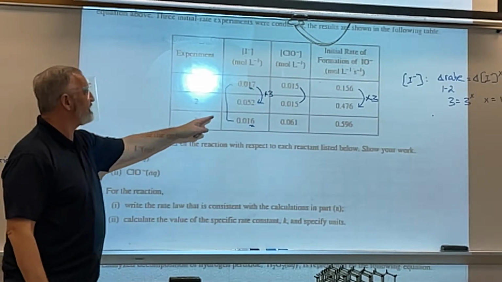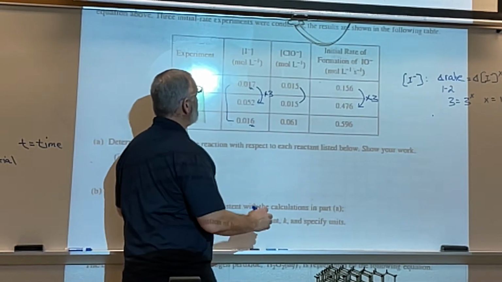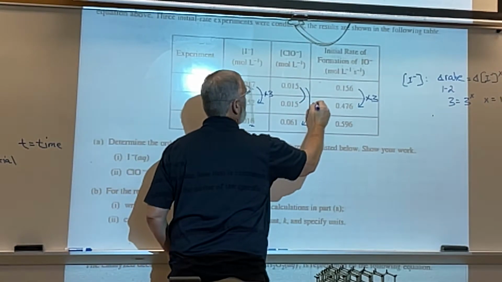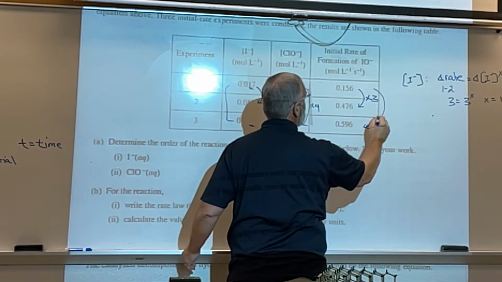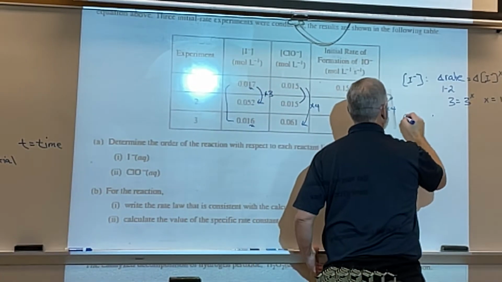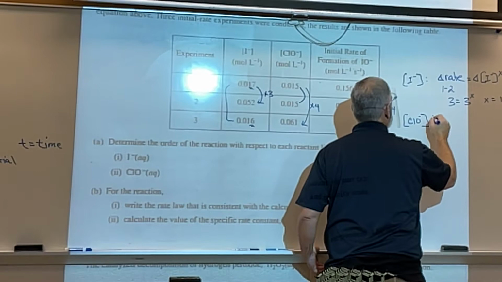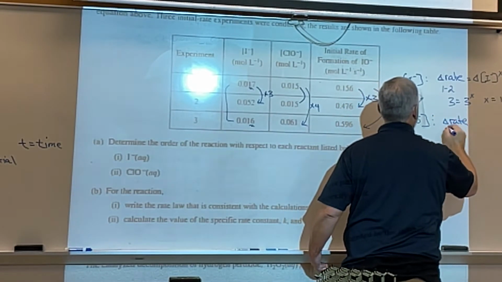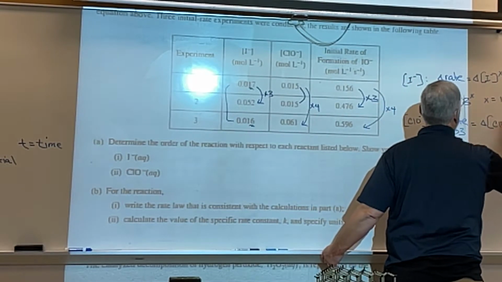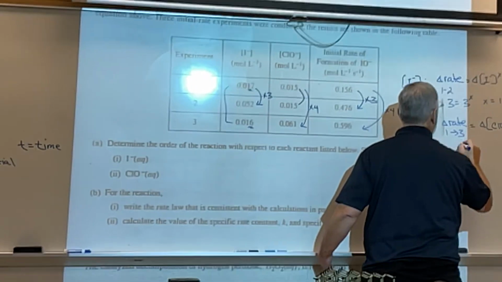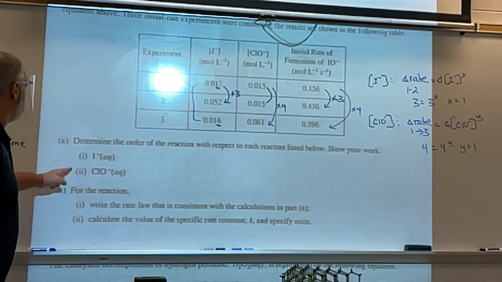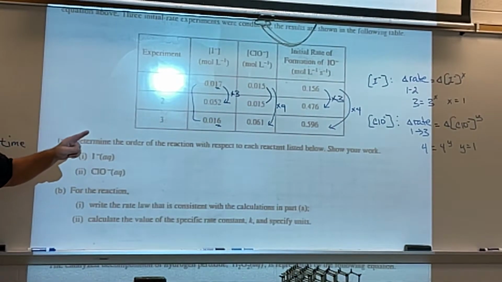All right, so these two are constant. Now I'm going to look at what I'm doing here, and it's going to be times 4. So again, I know it's first order, but I have to show the work. I have to go through the motion. So the change in rate from 1 to 3 is equal to the change in the ClO minus concentration to the y. 4 is equal to 4 to the y. y equals 1.